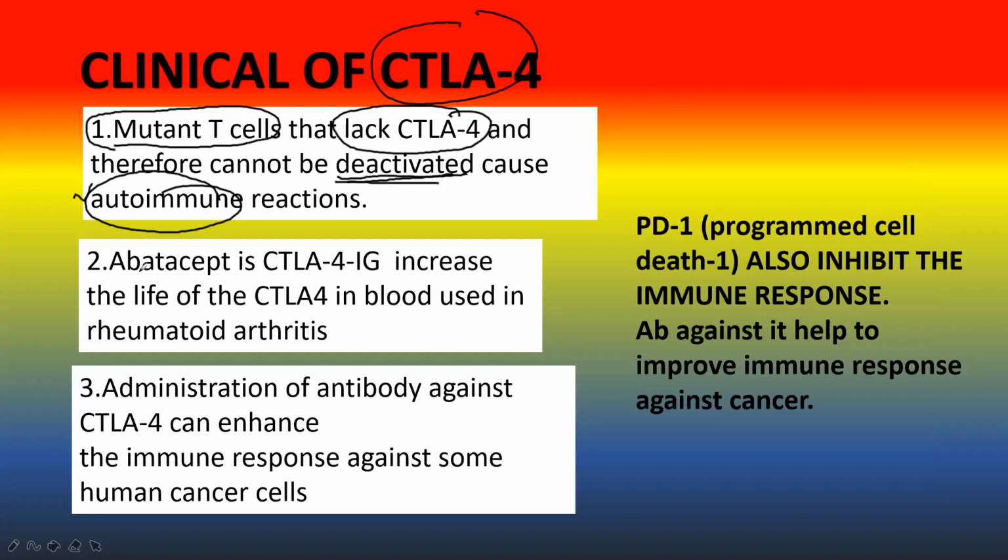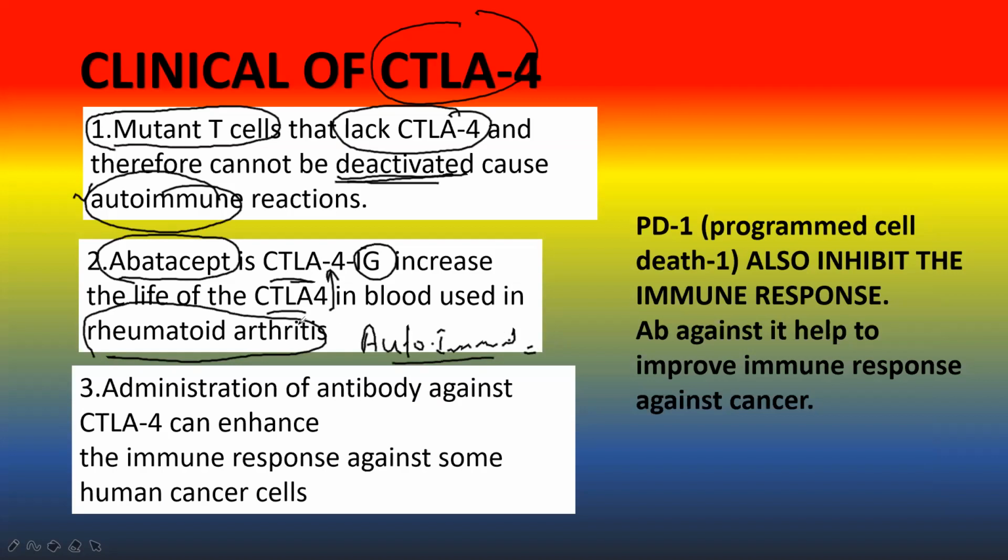Another clinical use you see here, Abatacept. This is a drug. It's an immunoglobulin. What is this drug doing? It increases the CTLA4 level. So this drug is very helpful in rheumatoid arthritis. What is rheumatoid arthritis? Rheumatoid arthritis is an autoimmune disease. So what happens in this disease?